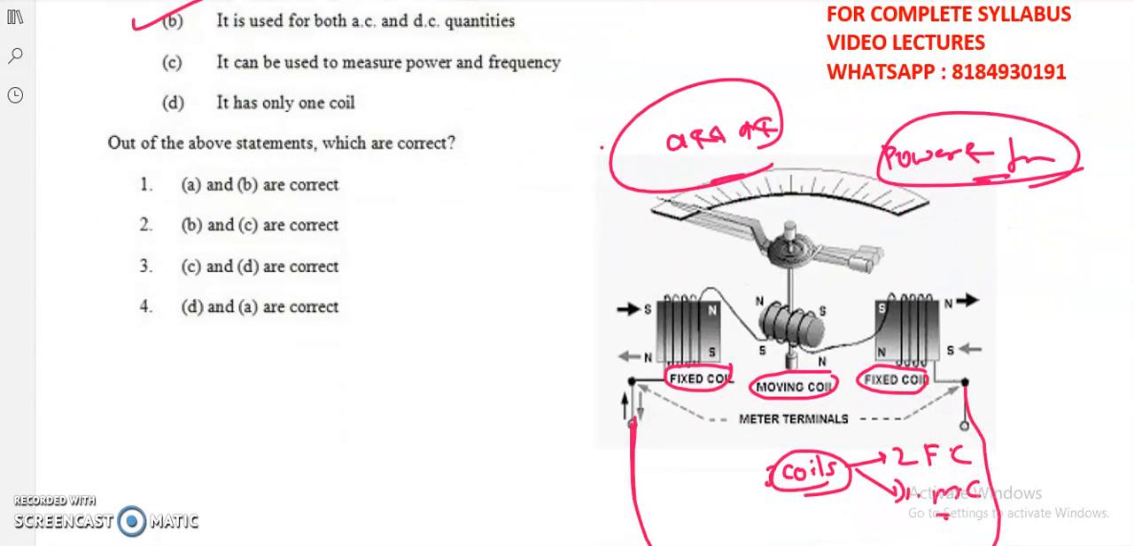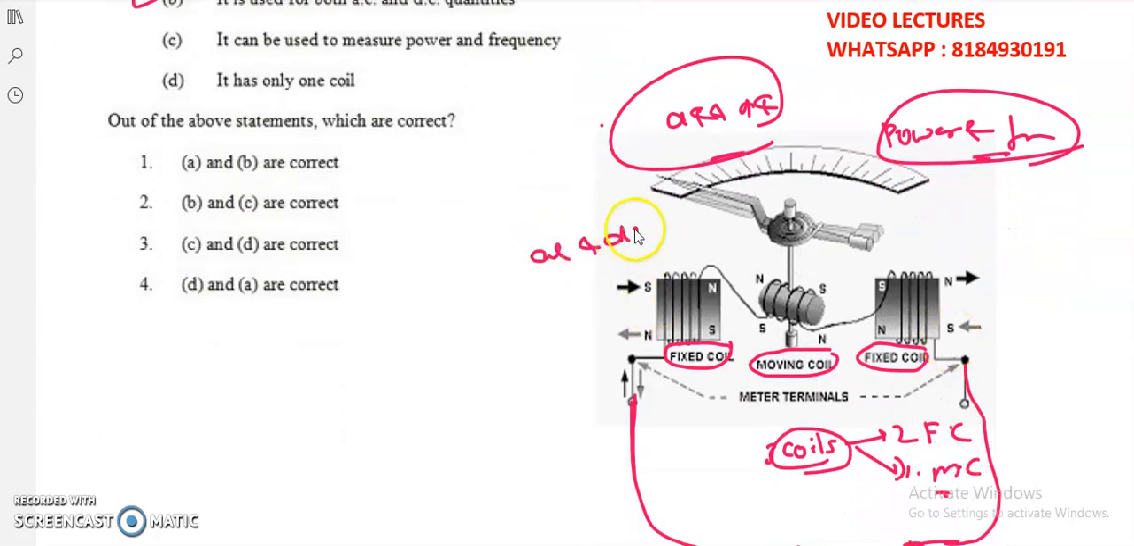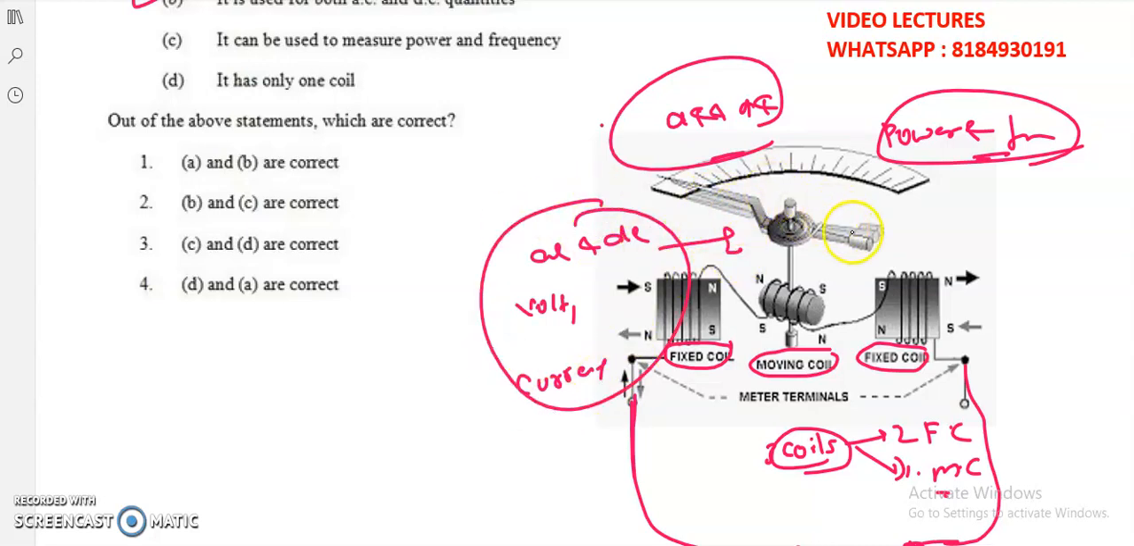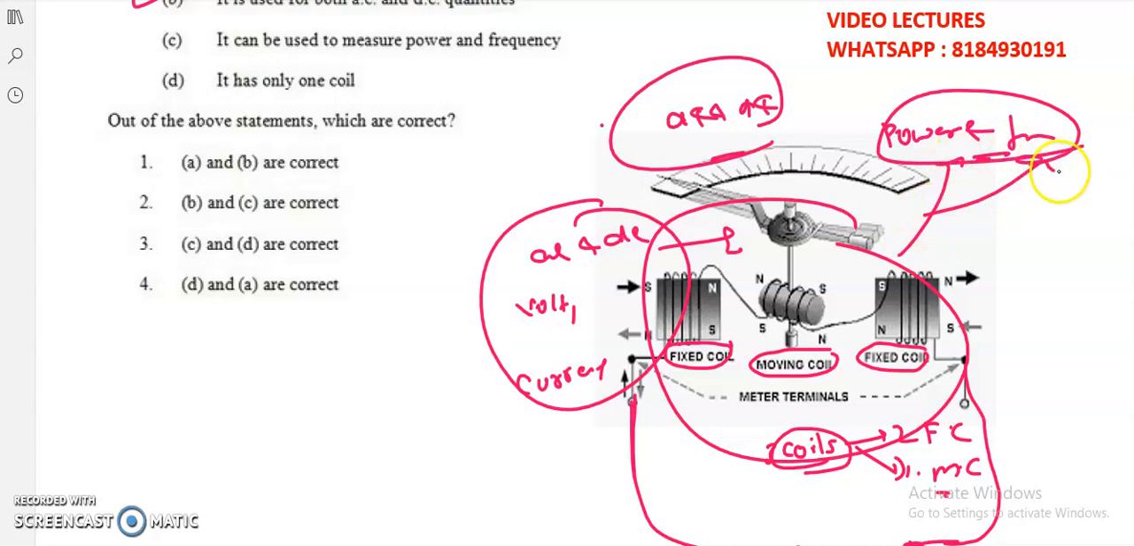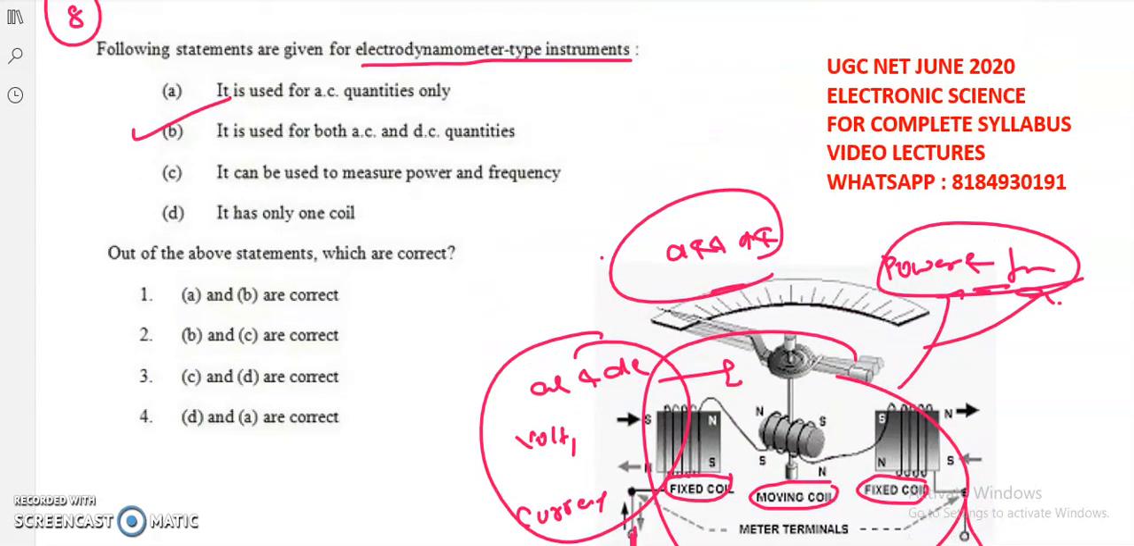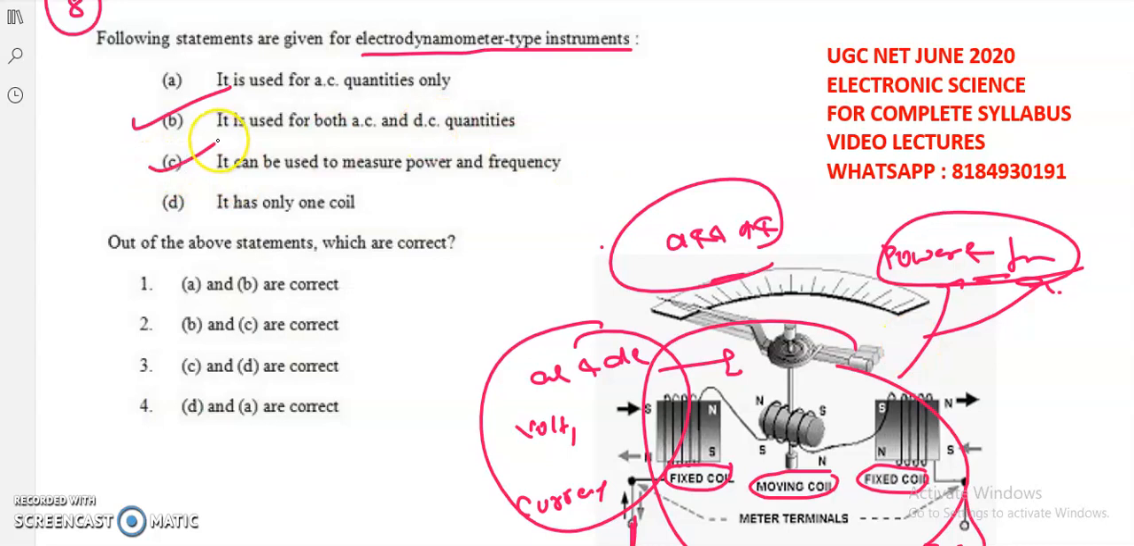Generally the electrodynamometer is used to measure the AC and DC voltage and current. Voltage and current, both we can measure with the help of this electrodynamometer. That's why the electrodynamometer is also called an AC voltmeter or AC ammeter, DC voltmeter or DC ammeter. But with a little bit of modification to this electrodynamometer, we can also measure the power of the signal and the frequency of the signal. So that means option C is also correct. A and D, both are wrong. So BC is the correct one. That means option 2 is the correct one for this question.